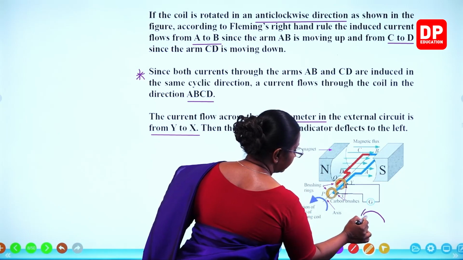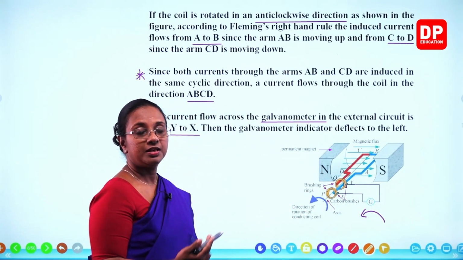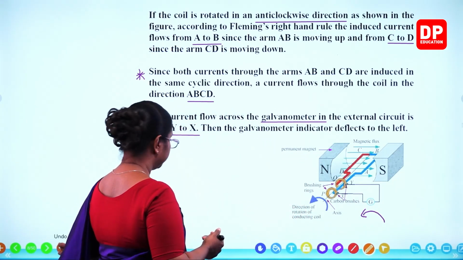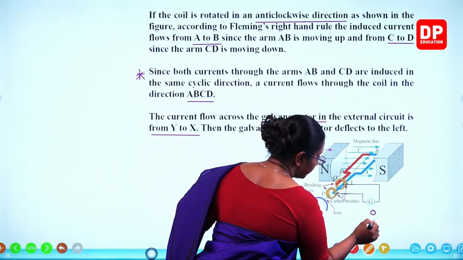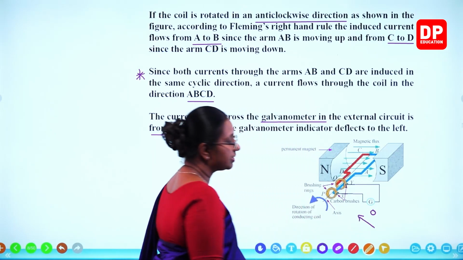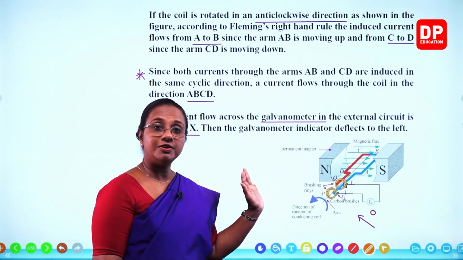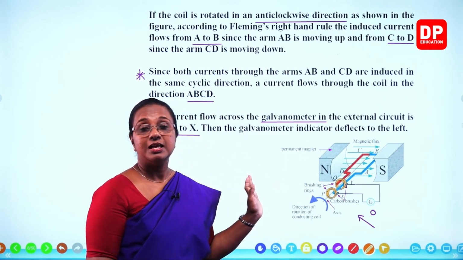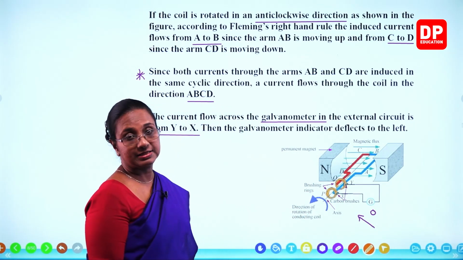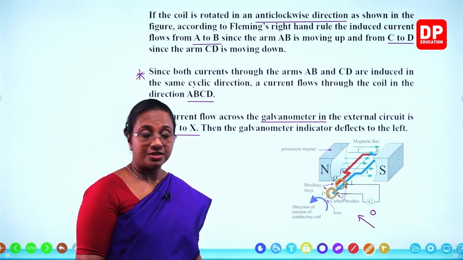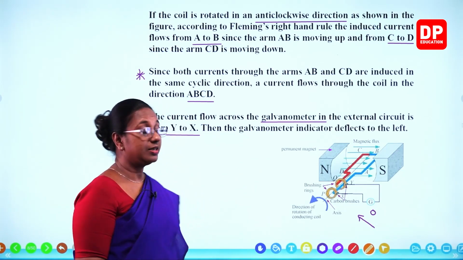It deflects this way, left side. Deflection is, or we can show it this way. If the 0 is here, the deflection will be towards this side. Center zero galvanometer, no? So towards the left side, because the current flows from Y to X. Is that clear, students? So then I'll move on to the next slide.